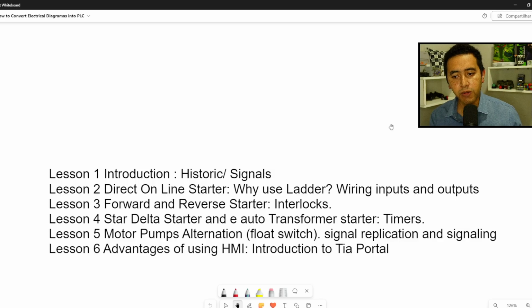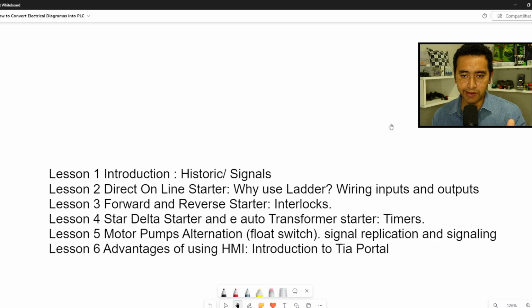In lesson 5, we talk about motor pump alternation with flow switch. It's a control diagram that we use a lot here in my country. It's an important lesson to understand how signal replication and signaling work in the PLC, and why it is so important. In the last lesson, we will talk about the advantages of using HMI. With this, we are going to see a little introduction to TIA Portal, which will be our next course.